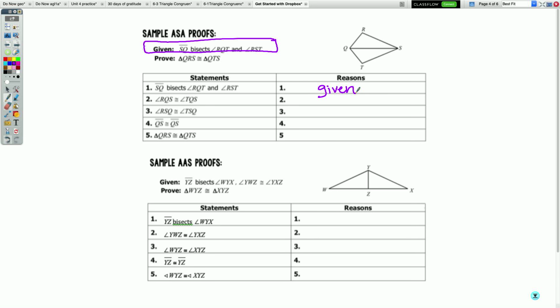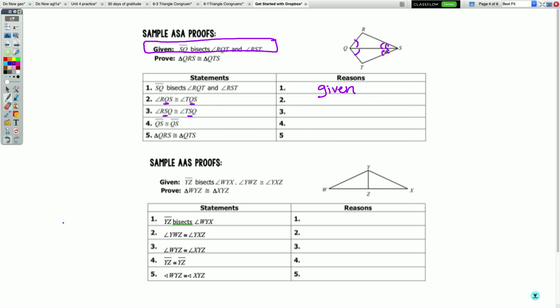So if I look, where's the vertex of that angle? Where's the middle letter? Q. So that has been split in half. So I'm going to put an arc on either side of Q. Are we okay with that? Yes. That big angle has been split in half. Let's look at what else has been split in half. Where's the vertex of both of these? At S. So I'm going to put 2 arcs on S. Those have been split in half.